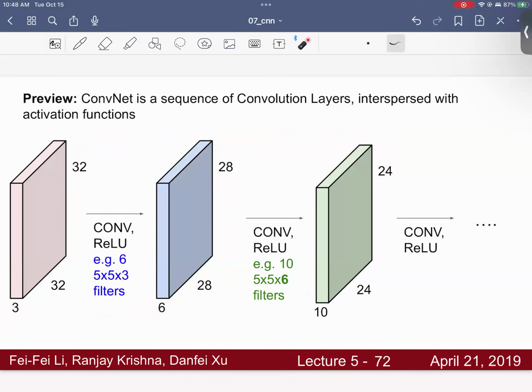And then it all depends on the size of your filter and how many filters you use, right? So if you keep doing this, the next one will be 20 by 20, and the depth would be how many filters you use. So this is basically a CNN, a chained CNN.